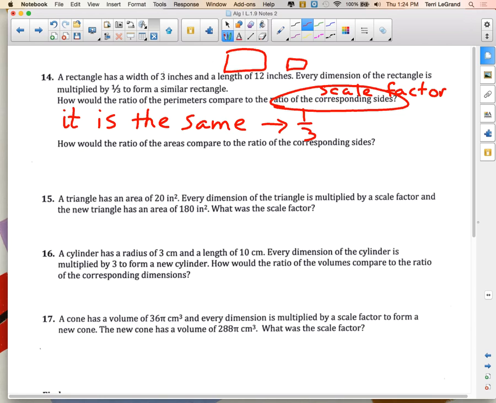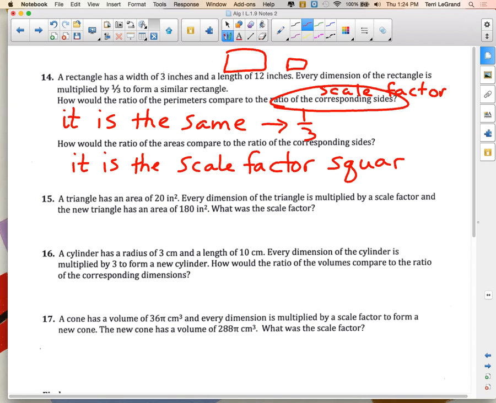Then what would it be? 1/9. 1/9. Oh, now you get Corey's bobblehead going. It's the scale factors. It's the scale factor squared. Oh, area, two-dimensional, squaring. Something times itself is squaring, two-dimensional. So how would the area, it is the scale factor squared.